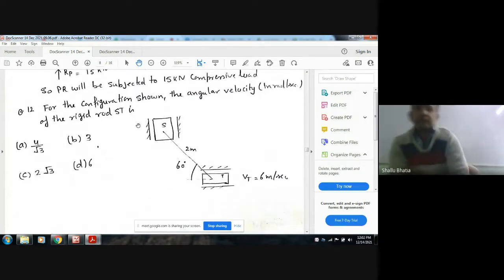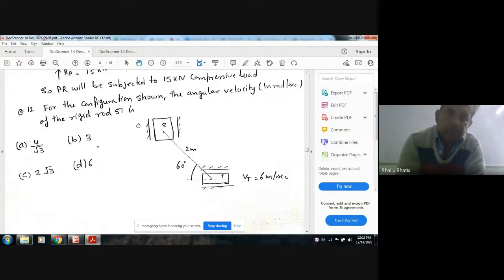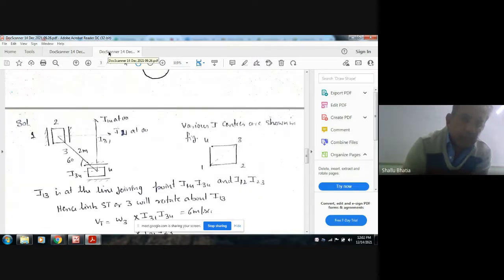For the configuration shown, the angular velocity in radian per second of the rigid rod ST is, this is rod ST. Option A 4 by root 3, option B 3, option C 2 root 3, option D 6. And the velocity of this point T is given as 6 meters per second.